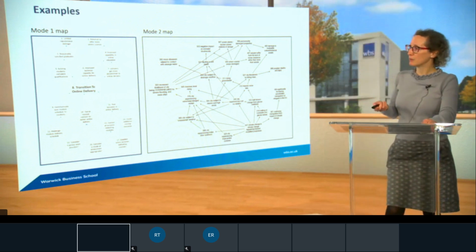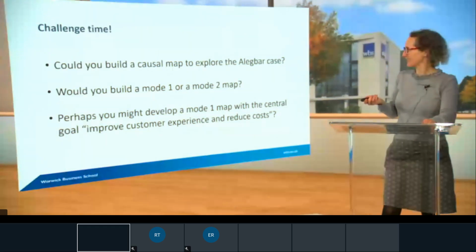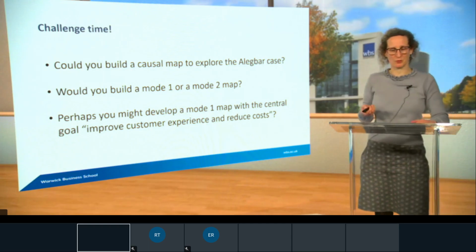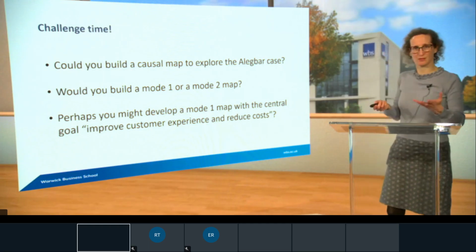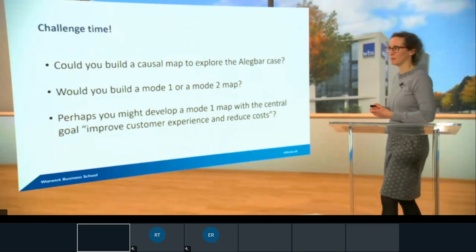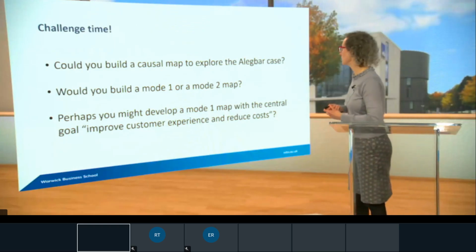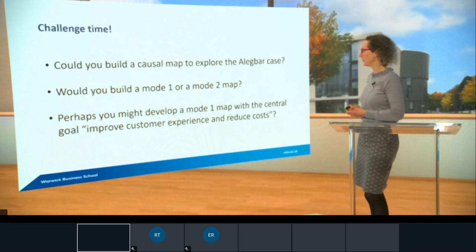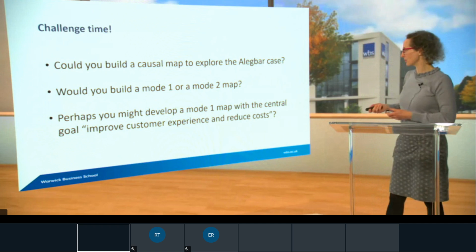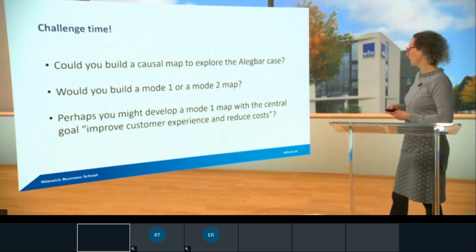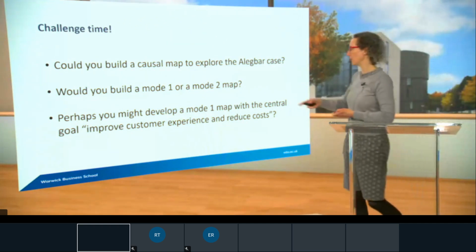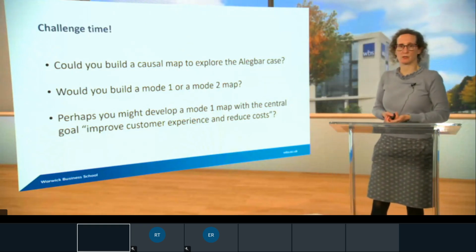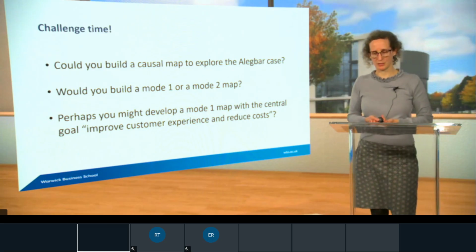Okay. And in relation to those examples, a little challenge relating back to the Algebra case study. So when you have a look at those causal map approaches, if you think, this really appeals to me, I feel really that I would like to have a go at these, you could have a go at building a causal map to explore the Algebra case. And you might try to develop a map that explores the goal of improving customer experience and reducing costs through automation, as was expressed in one of those CATWO perspectives that we looked at.